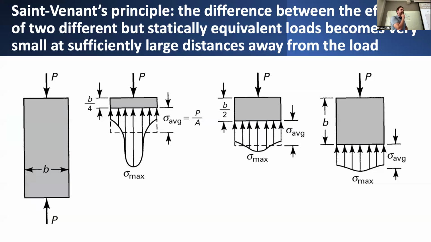In the case of the overflow, can we have a rough estimate of what would be the magnitude of this maximum stress, assuming B over 4?